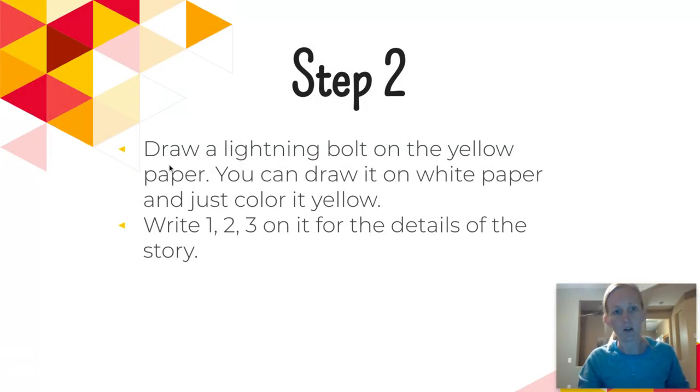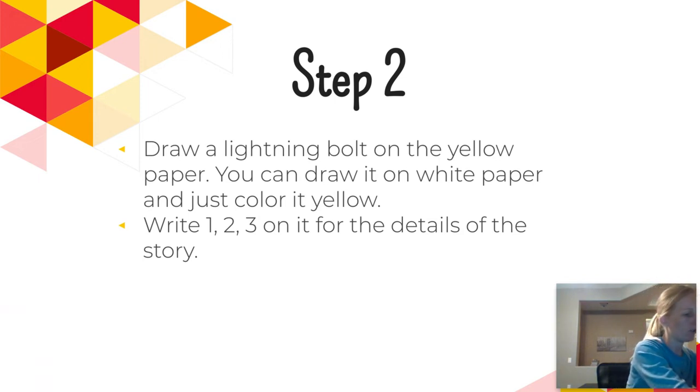Draw a lightning bolt on yellow paper. You can draw it on white paper and just color it yellow later if you don't have yellow paper. And we want to have kind of 3 slashes on that lightning bolt. 1, 2, 3. Again, does this need to be perfect? No. I think my original one turned out way better than this, but lightning bolt, okay, and then cut it out.